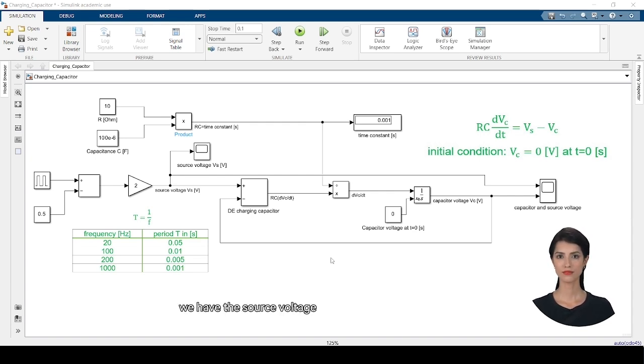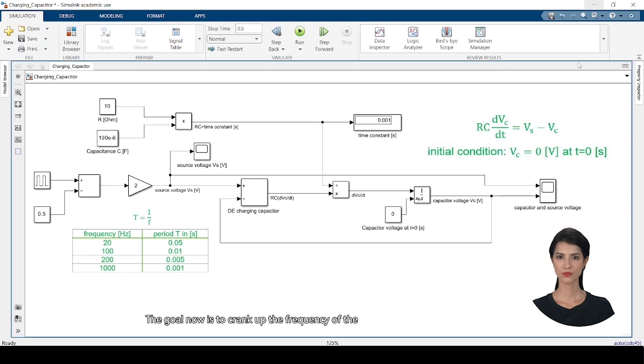On the left, we have the source voltage, which is a pulse-shaped signal. We'll soon change its frequency. As the pulse frequency increases, there comes a point when the capacitor can no longer keep up with the rapid changes, meaning it can't fully charge and discharge. All this demonstrates the dynamic behavior of the capacitor in real-world applications.